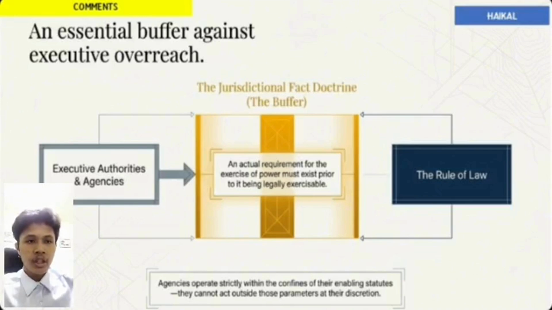Therefore, this doctrine acts as an important buffer against executive overreach. It ensures that government agencies operate within the limits of the regulations that give them their powers. This is also closely connected to the rule of law because administrative authorities must act according to the law and cannot go beyond the power given to them.